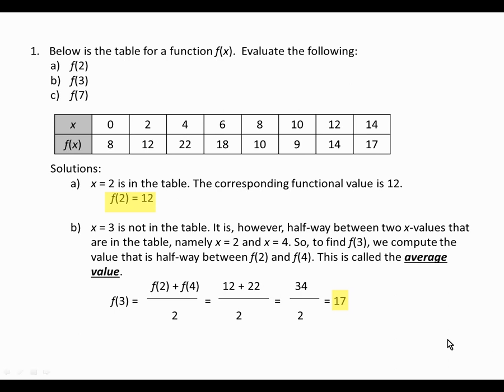So again, this is called finding the average value. It depends upon the independent variable value being halfway between two values that are already there.